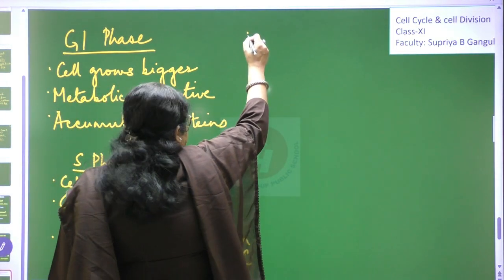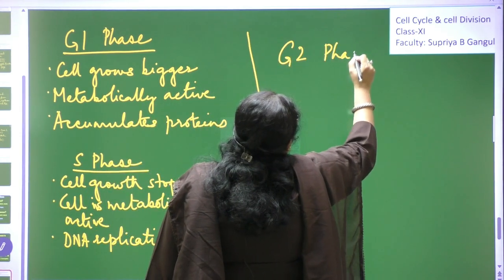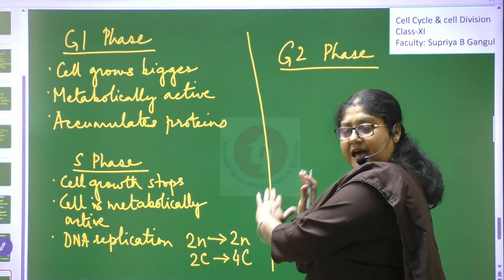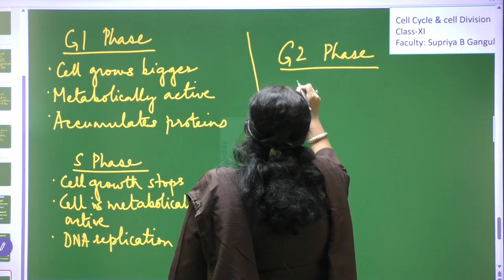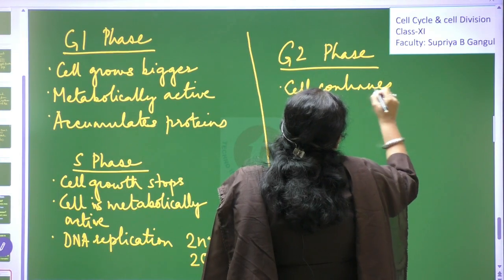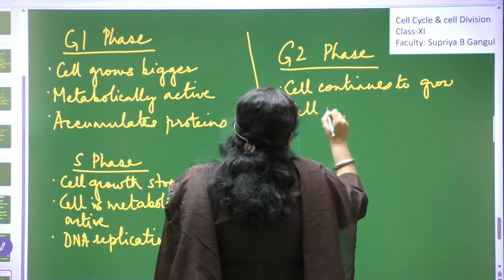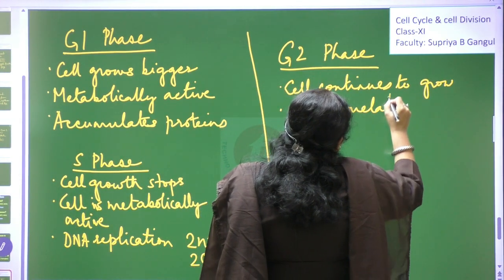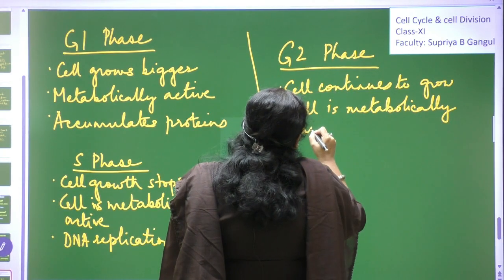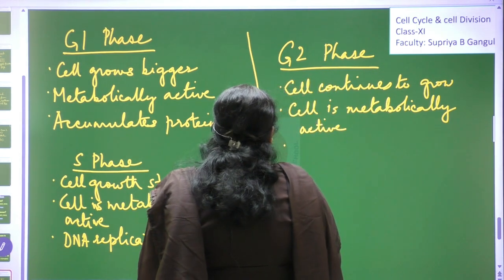Now moving on to the G2 phase. Now synthesis of DNA is over. DNA synthesis has happened. The DNA has doubled. What will happen? Now the cell continues to grow. The cell is again metabolically active. And what else happens?